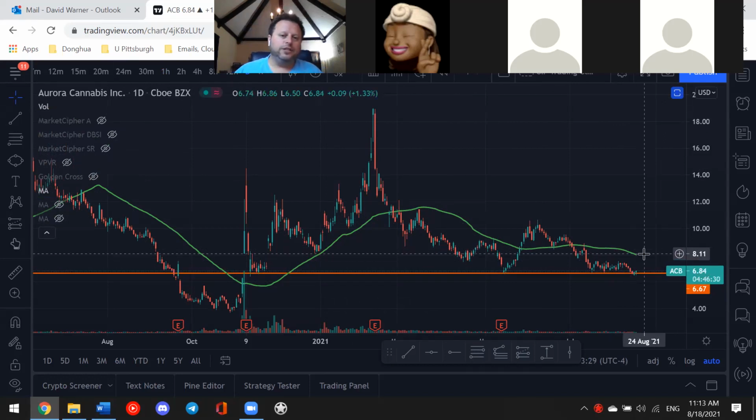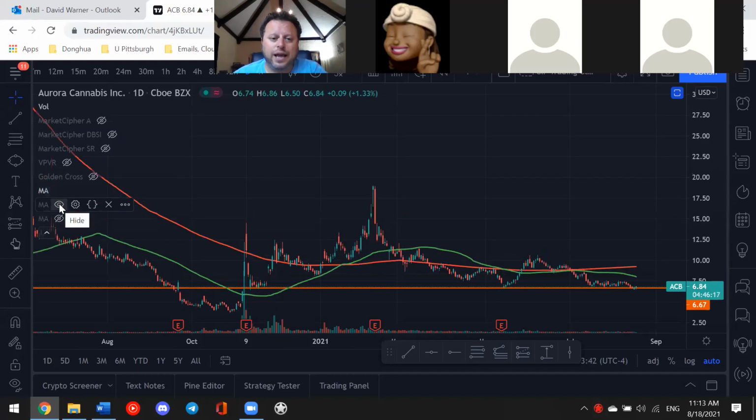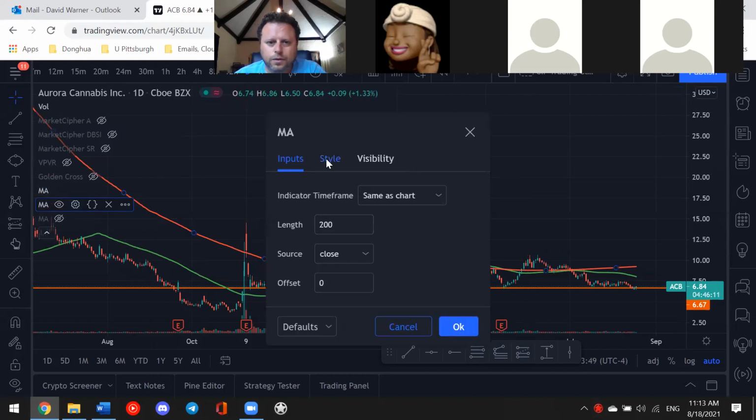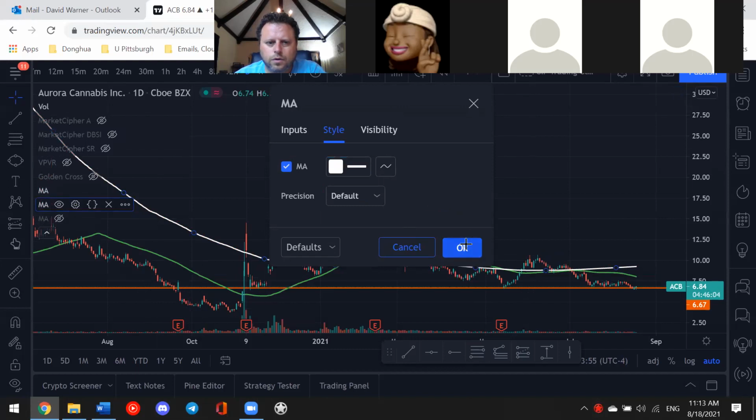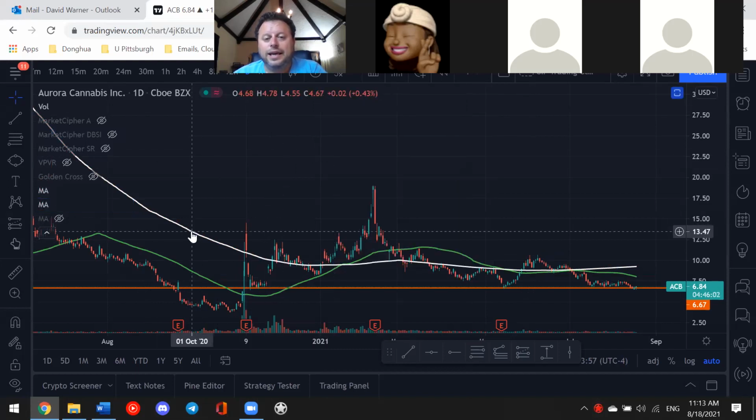But what people usually do with moving averages is they use more than one. And the most famous combination is the 50-day, which is this, and the 200-day, which is this in red. Let me make that white so it's easier to see. Okay, this is the 200 moving average.